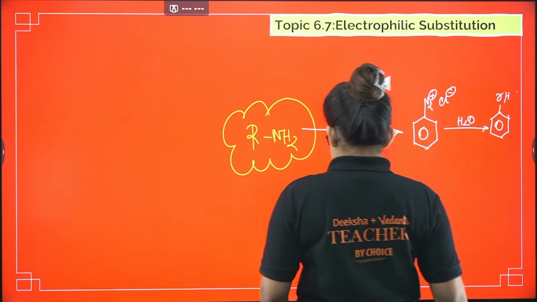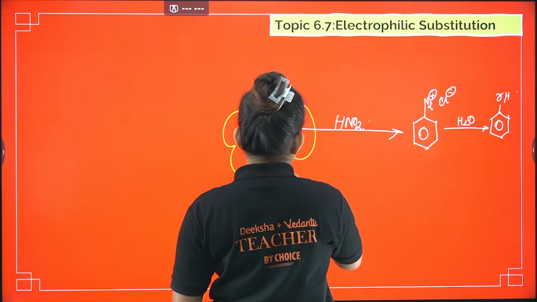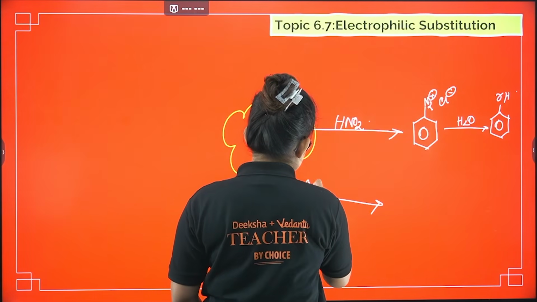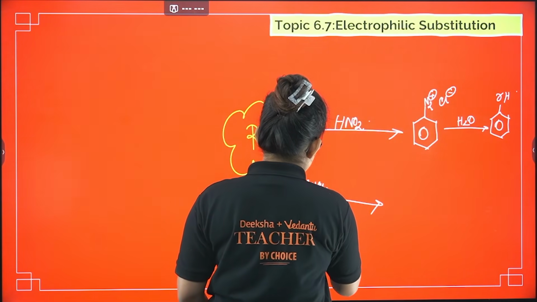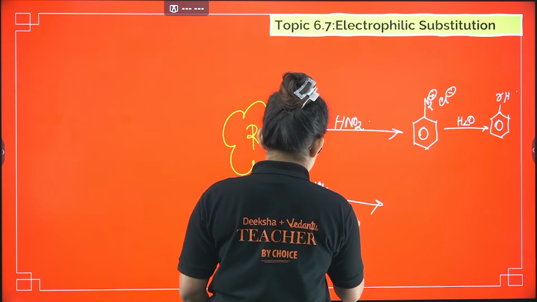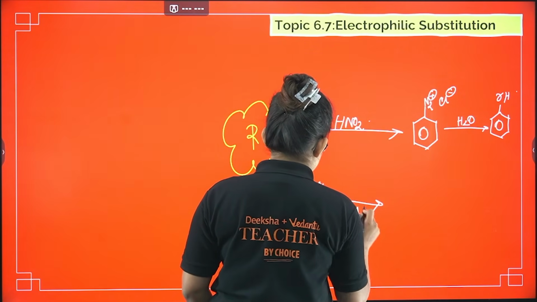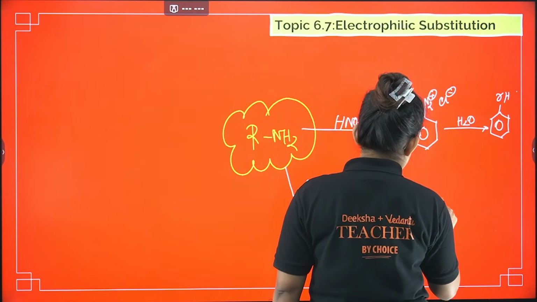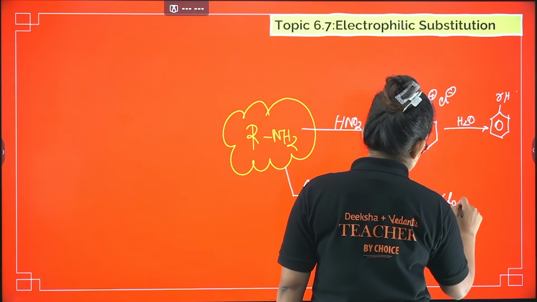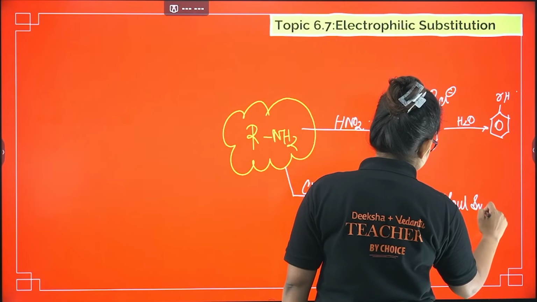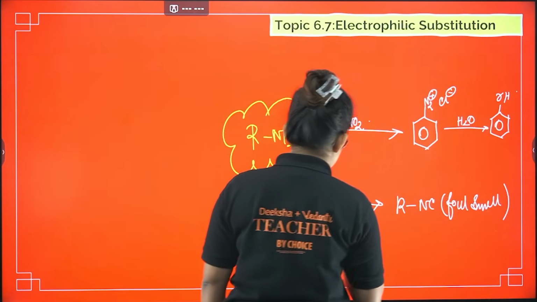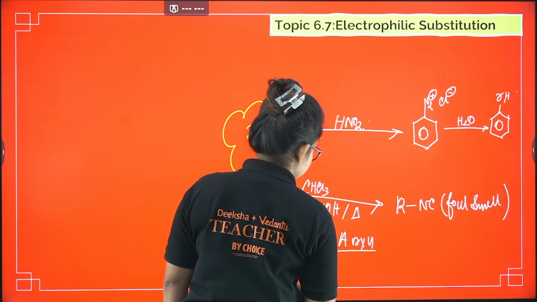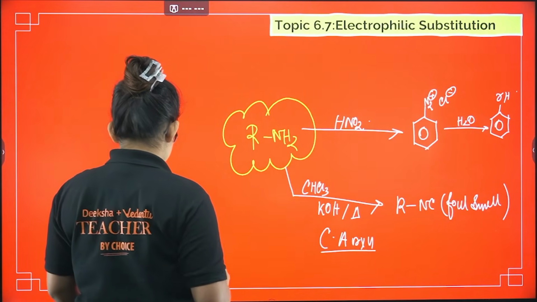Fine. Next, let's proceed with the carbylamine reaction. Let's say I am having CHCl3, chloroform, in presence of KOH, with a little bit of heat. Then you will end up with RNC, isocyanide, that is of foul smell. This is your carbylamine reaction.